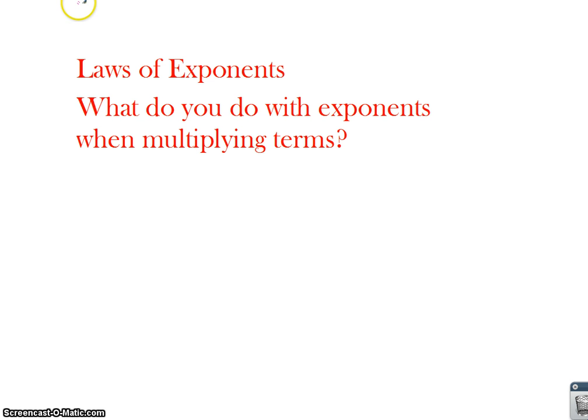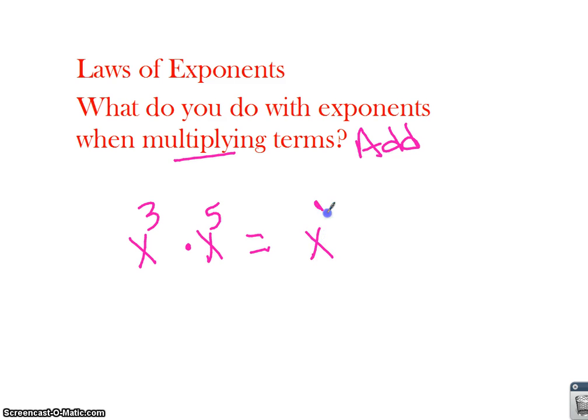The law of exponents. What do you do with exponents when you are multiplying terms? You will add your exponents. So if you have x to the 3rd times x to the 5th, this is going to be x to the 8th.